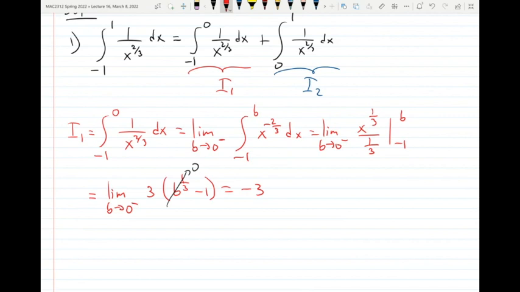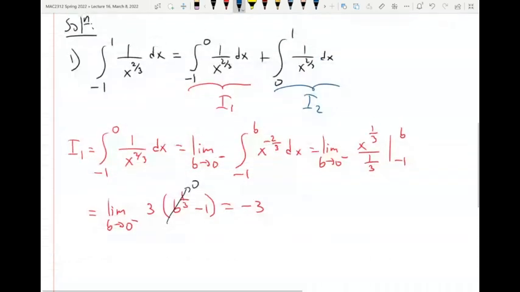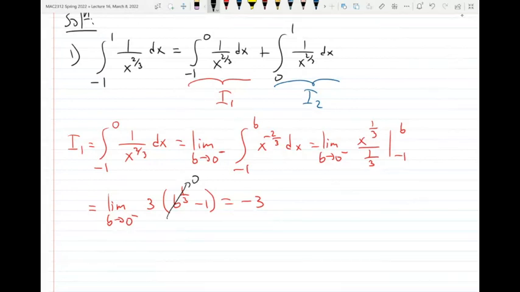So let's calculate I2. Am I missing a negative? So hold on. From negative 1 to b, then that will be 3 times, I plug in b, then minus 1. Yes, plus 1, because it's minus 1. It's minus because of the integral, and then when you plug in the negative 1, it makes it plus. So positive 3.